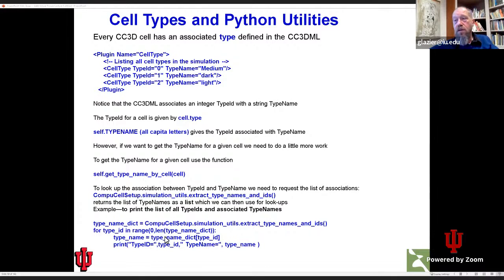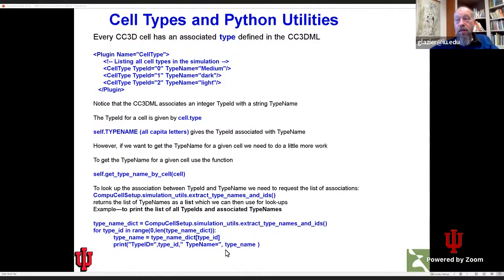And so if I say type name dictionary equals CompuCell, da, da, da, da, I can now iterate 0, 1, 2, 3, call type ID, and that will return the name. Why would I want to do that? Well, if I don't know what I have in my system, this allows me to introspect the simulation and inquire what it's got in it.